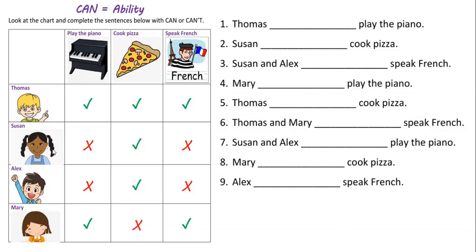Veamos Susan. Look at Susan. Susan can't or Susan cannot play the piano, but she can cook pizza, but Susan cannot speak French. Look at Alex. Alex cannot play the piano, but Alex can cook pizza, but Alex cannot speak French. Look at Mari. Mari can play the piano and speak French, but she cannot cook pizza.